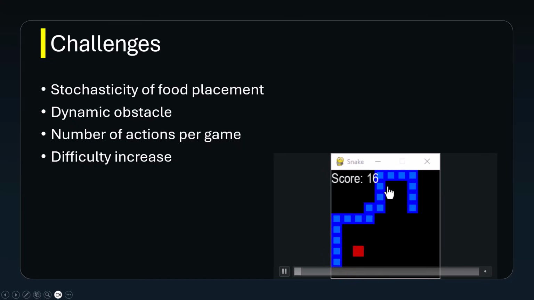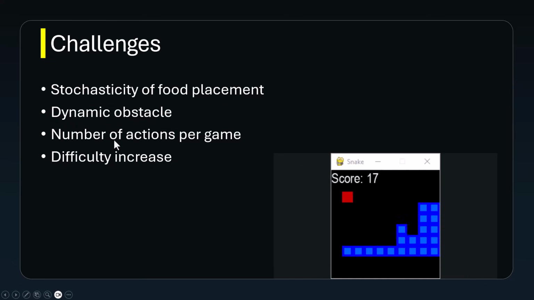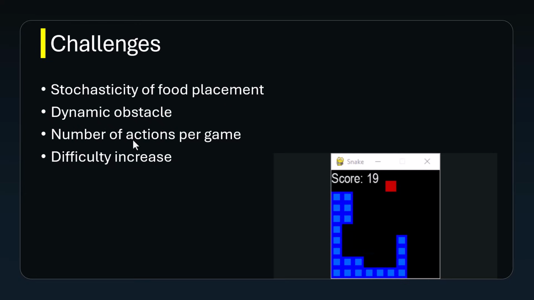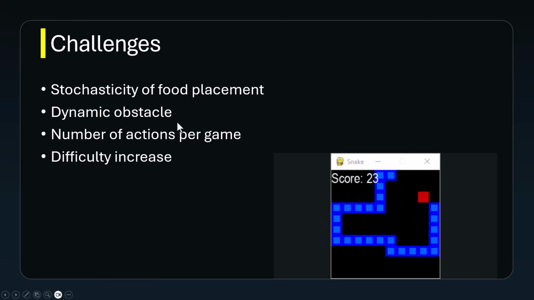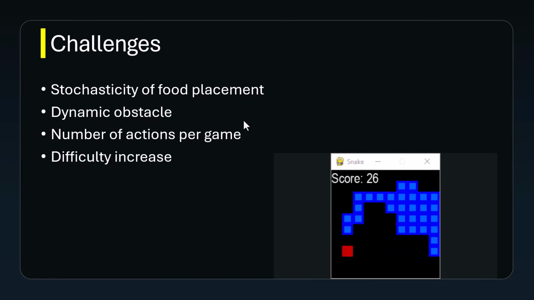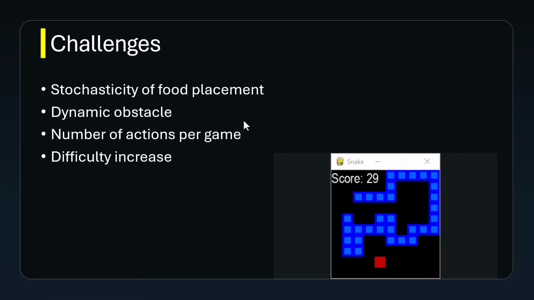Then there is the number of actions per game. In a chess game, we have about 40 moves. But in a snake game, we can have up to maybe 1000 moves. So why does it matter? The reason is because when you want to train your model, you want to train it for maybe 5000 games. And because the number of actions is much higher compared to chess, the training can get a lot longer as well. So in my case, maybe 1000 games could take about 12 hours.